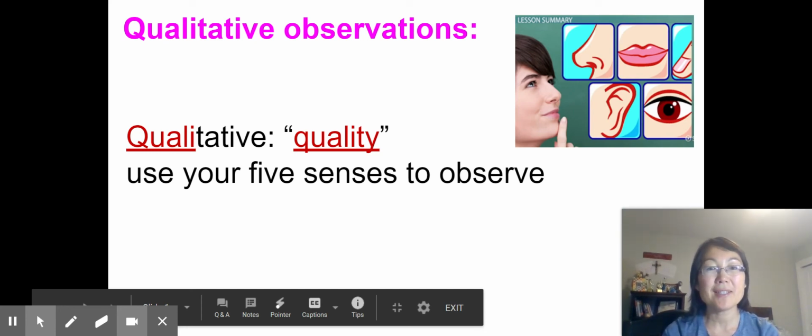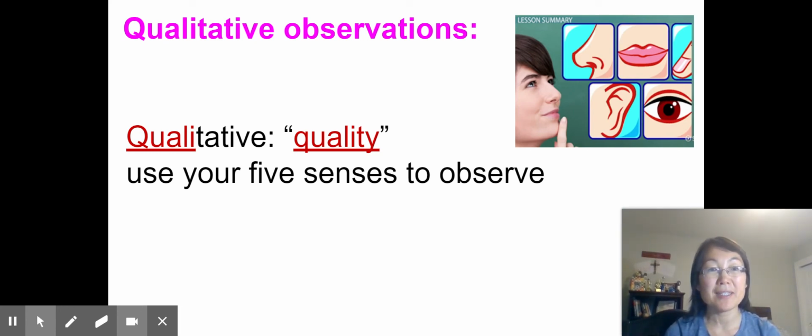Hi everyone. For the last couple of days, we have been talking about the scientific method. We said the first step of the scientific method starts from observations. So there are two different kinds of observations.